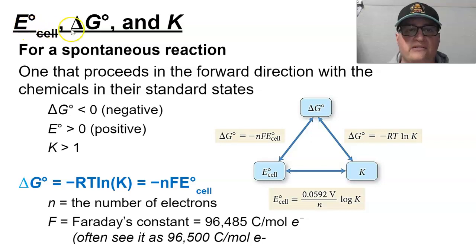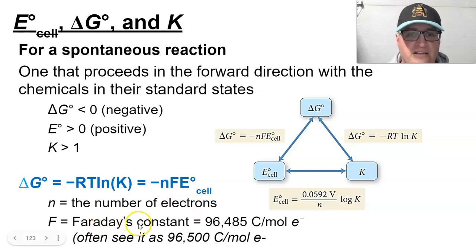So between the cell, Gibbs, and equilibrium, for it to be spontaneous, again, one that goes in the forward direction with the chemicals in standard states, delta G is negative, E is positive, it has a voltage, and K is greater than 1. Now, when we put these all together, n is the number of electrons. Those are the number of electrons in your balanced equation. That's where those are pretty essential.